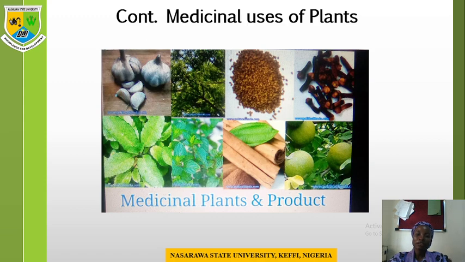Here is a display of some of the herbs that are commonly used in our homes as a source of medicine. We have the normal ginger and garlic, the cloves, the scent leaves, lime, as well as others.